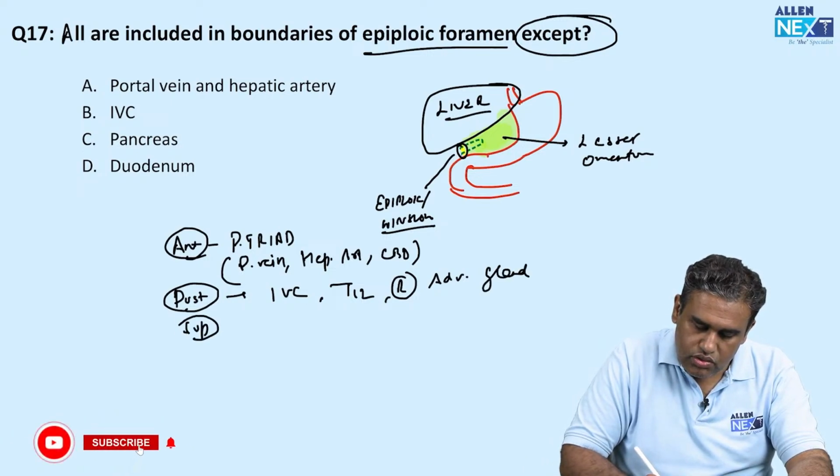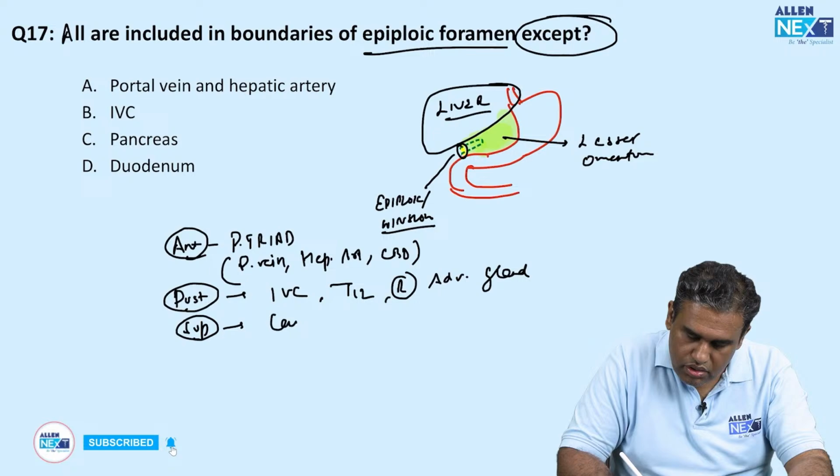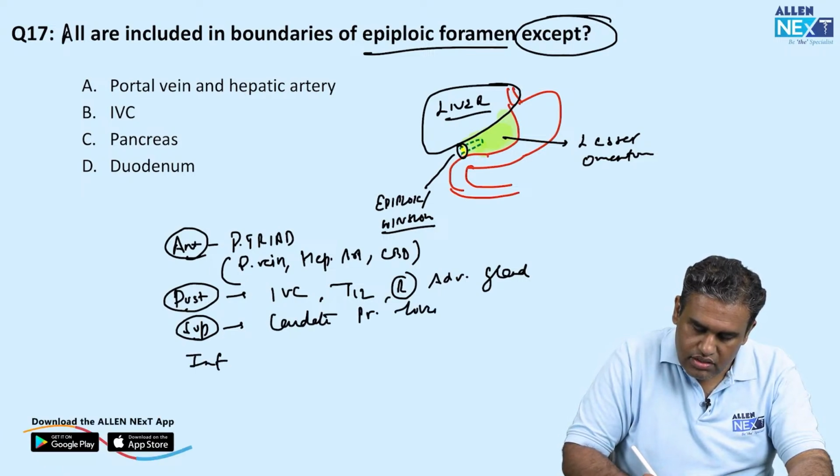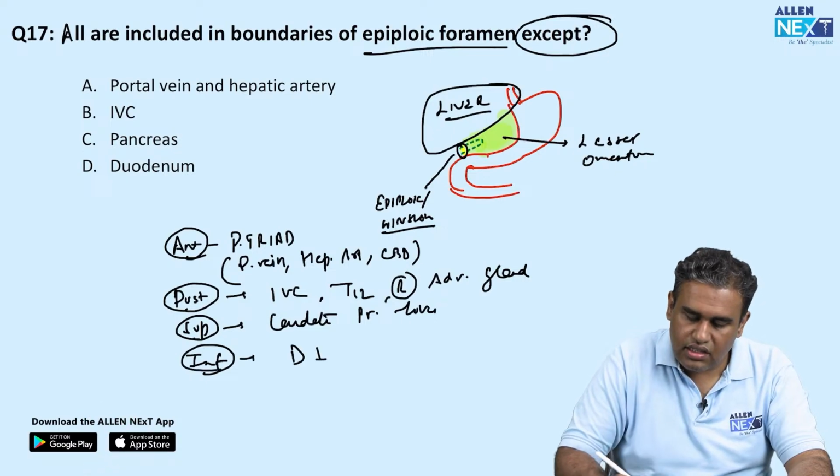What lies superior to the epiploic foramen is a part of the liver, that is the caudate process of the liver. And what lies inferiorly is the first part of the duodenum. These are the boundaries of the epiploic foramen.